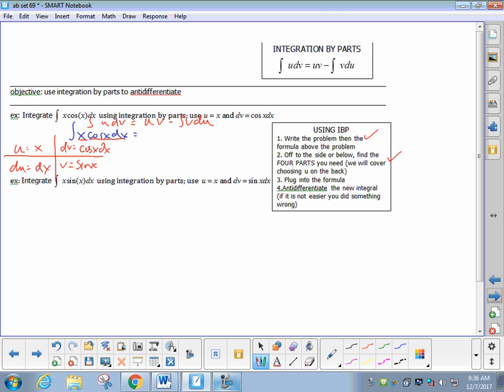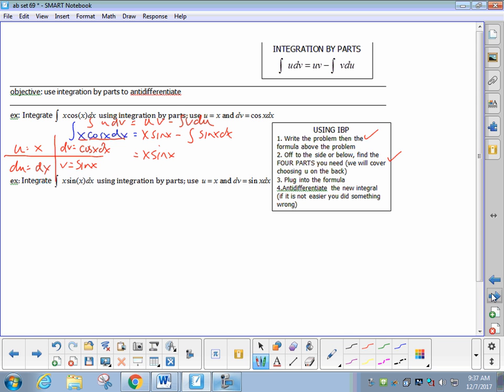Now, everything is there I need to plug in. uv is x sine of x minus the integral of v du, which is sine of x dx. The whole point being to exchange for an integral that's easier. The first part's done, leave it alone.